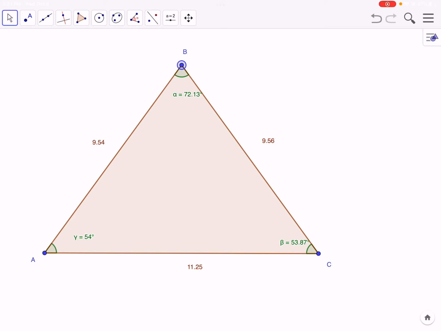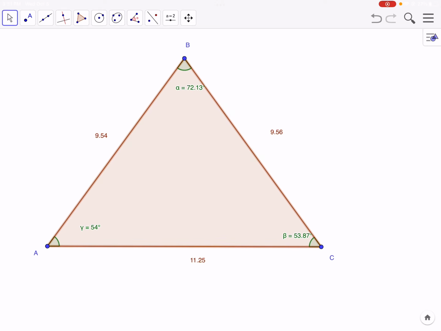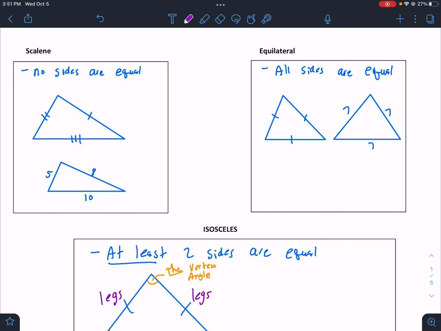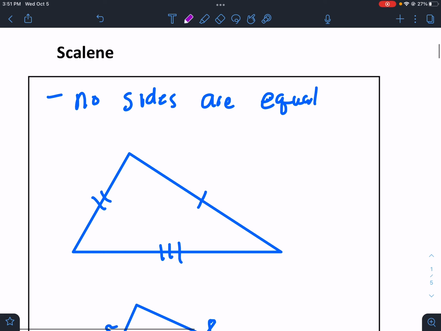Well, what angle is responsible for this side? It's the angle across from it. This 54-degree angle is the one responsible for this one. If the two sides are the same, the two angles responsible will be the same. So then what's true if all the sides are the same? Well, let's go look here real quick. So if none of the sides are equal, side note, no angles are equal.